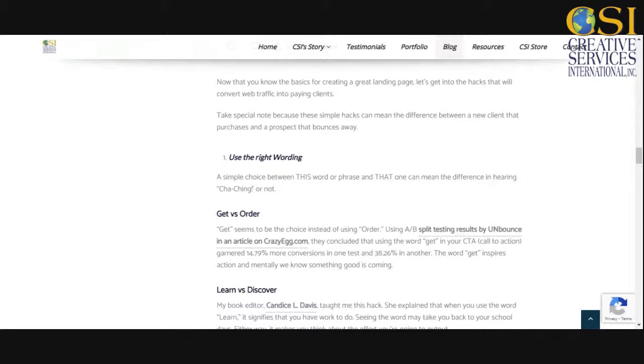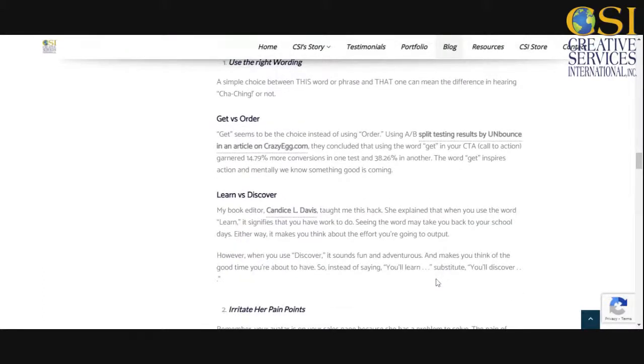I looked up some information on this, and you need to use get versus order and discover versus learn. Get versus order mean, get this or order this thing. You're trying to get people to buy something. Most people will click on where it says get this instead of order this. I don't know why, but they will.